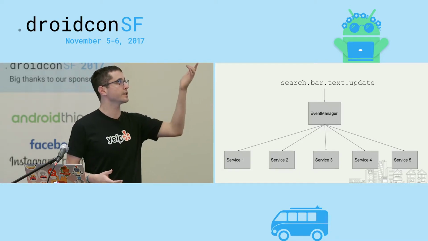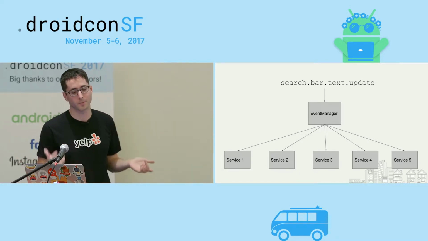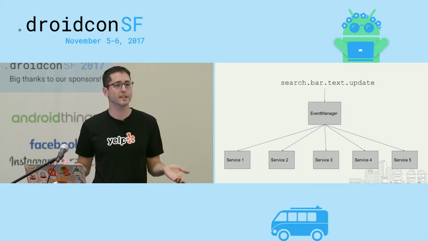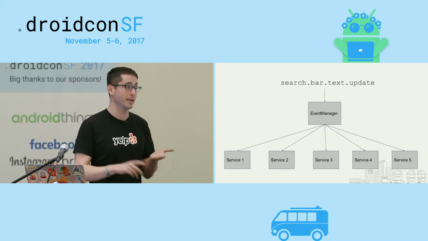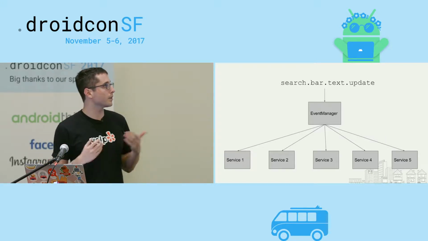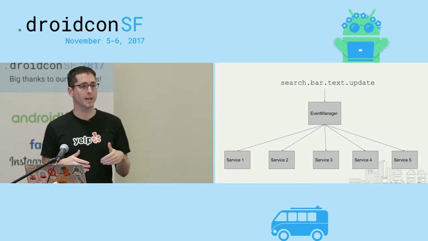So if you look, in this case, what we say is we have an event called search.bar.text.update. And you can just read this and you already know what's happening. You're on the search page. Inside the search bar, someone updated their text. And now the great thing is you can send that into an event manager.